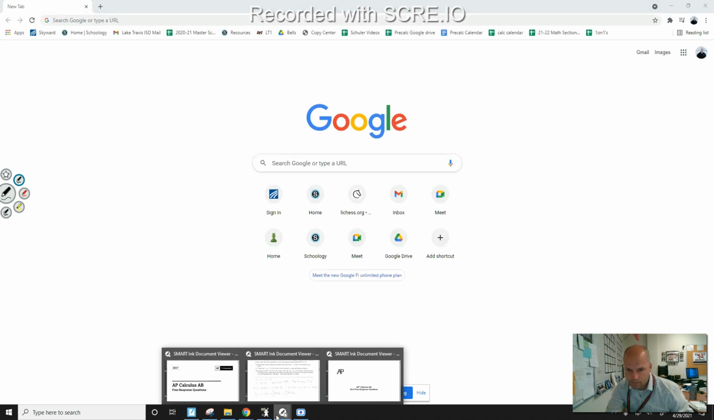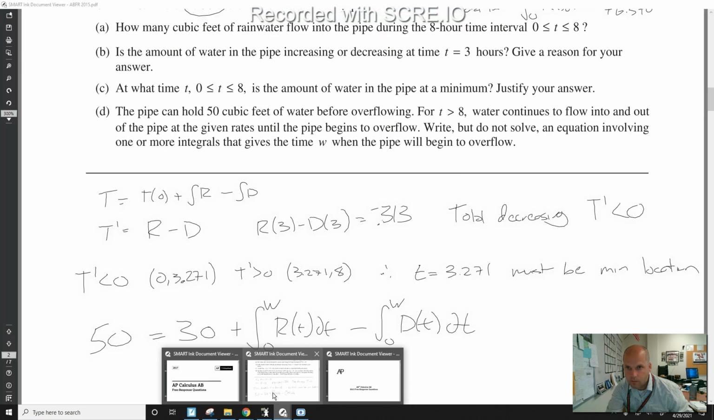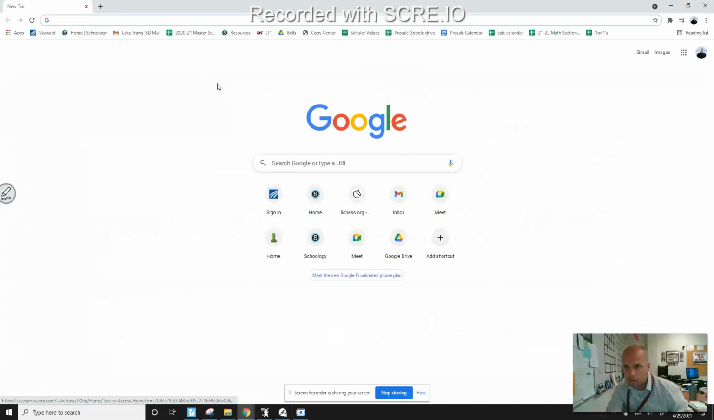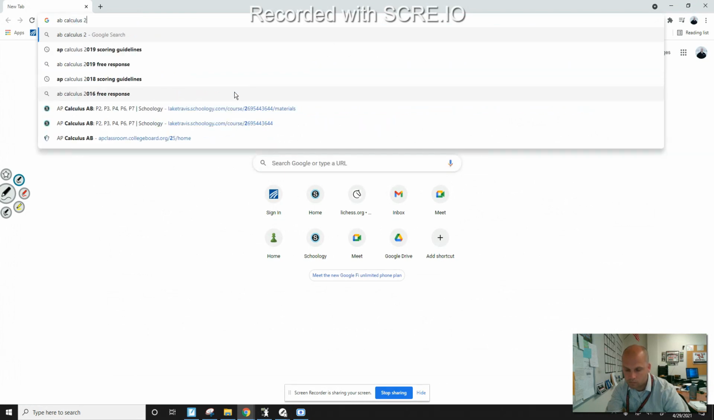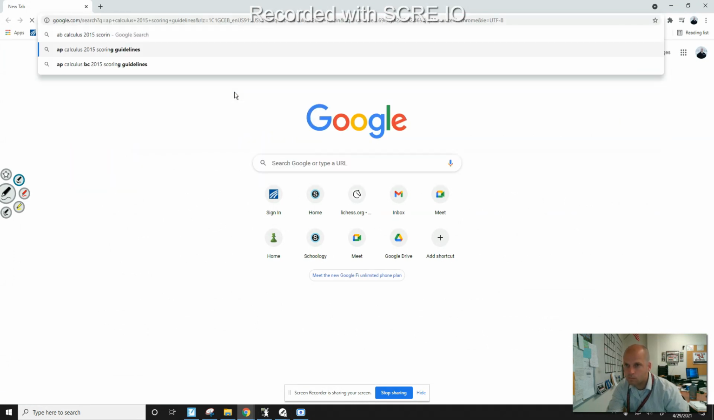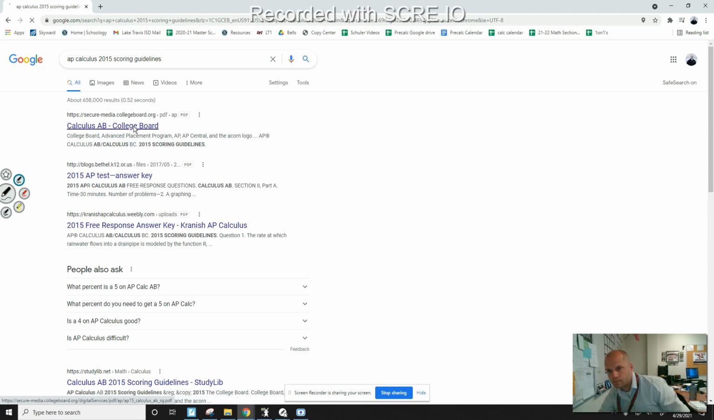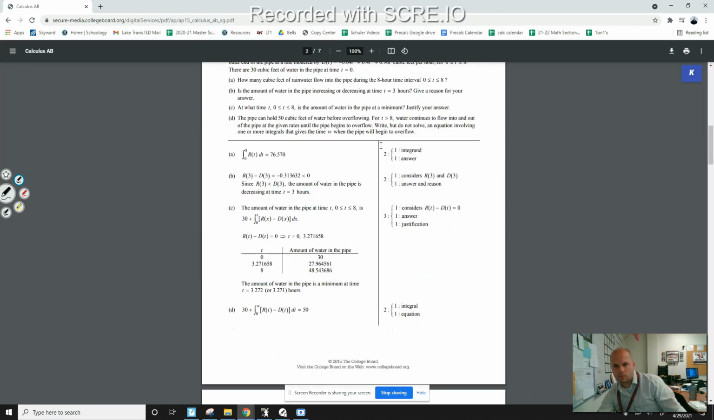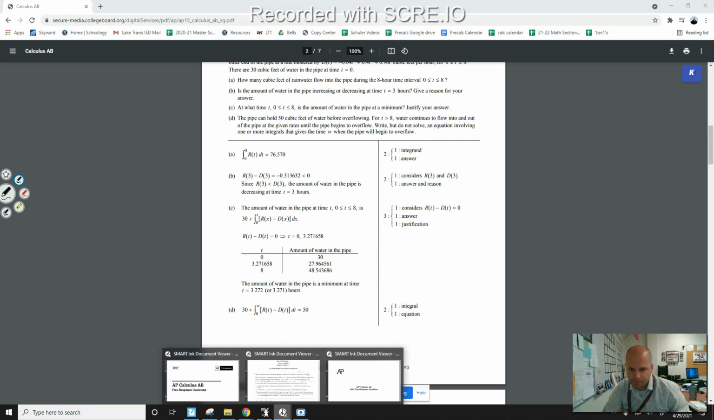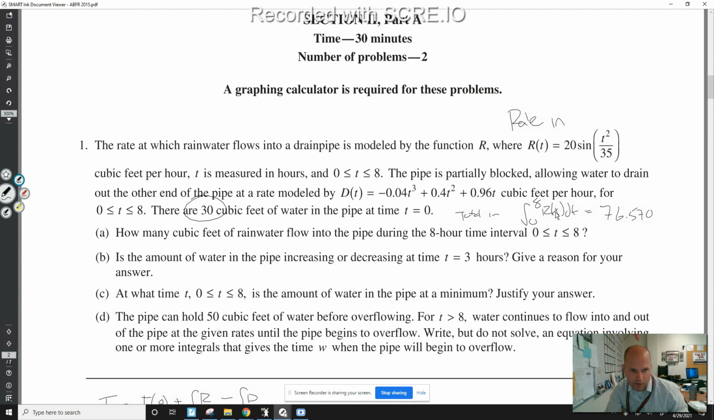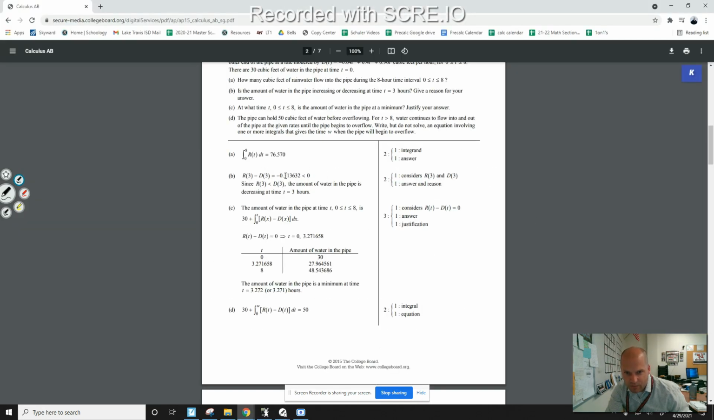All right, let's look at the scoring guidelines. What is this, 2015? Two points for part A. 76.57 is the first point. And then your integral is your second point. Negative 3.13. You didn't have to find that. You just have to consider R of 3 and D of 3, and then say it's decreasing. The rate in is less than the rate out. The rate out is bigger than the rate in. The derivative of the total is negative.